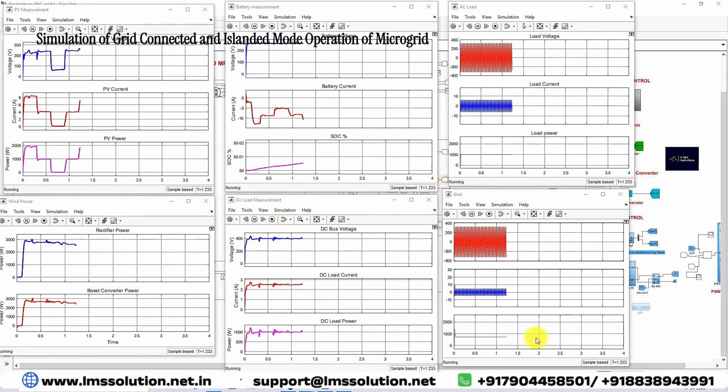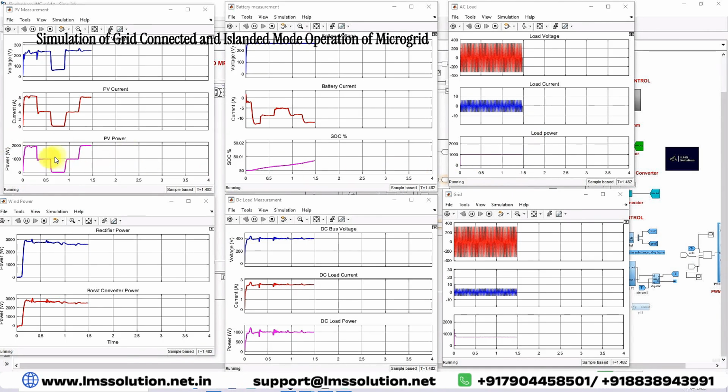Then you can see, after 2 seconds, what will happen? The AC load will be changed from 1000 to 2400. At the same time, the wind speed is changed from 12 meters per second to 10.8 meters per second. Because of that, the power is also going to decrease. We will see that variation after 2 seconds here during the grid connected mode.